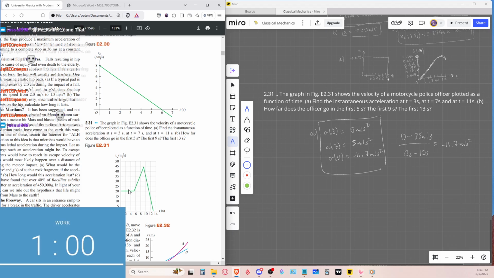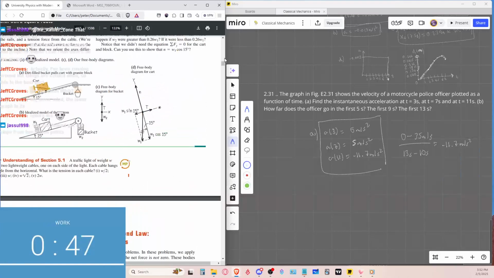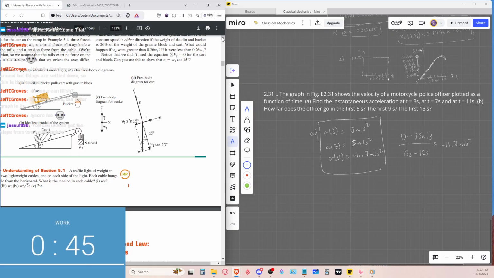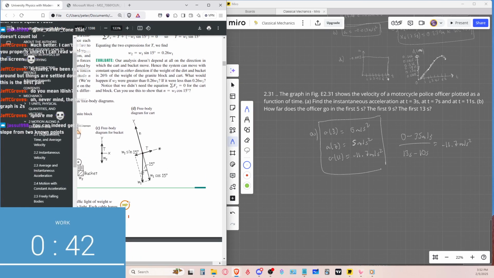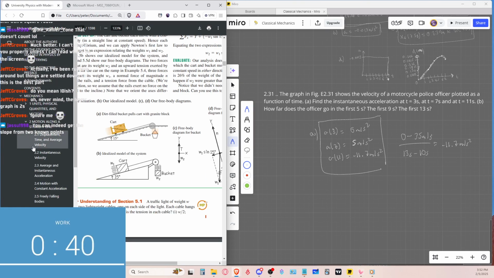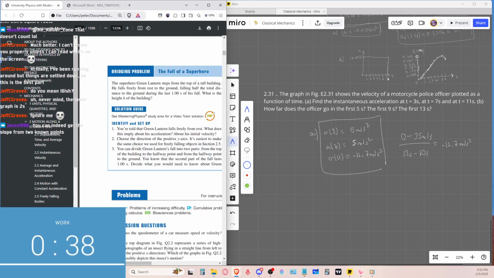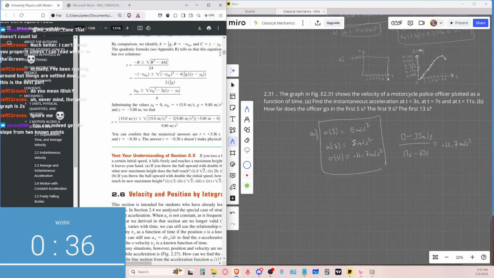Oh, never mind. The graph is 2 seconds. The lower graph is 2 seconds. No, it's fine. It's okay. Actually, I should raise it up a little bit. I didn't realize. Ooh, I went too much. Exercises.